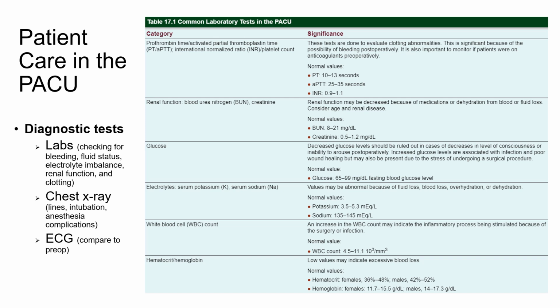So some labs that may be done post-operatively include checking for bleeding. So that would be your hematocrit and hemoglobin, your H&H, your fluid status, your electrolytes, your kidney function, and your clotting factors potentially. So for example, if you have a patient who had surgery on their leg and now their site is bleeding a lot and there really isn't a reason for it, then they might do a stat coag study, PT, PTT, INR, just to make sure what's going on.